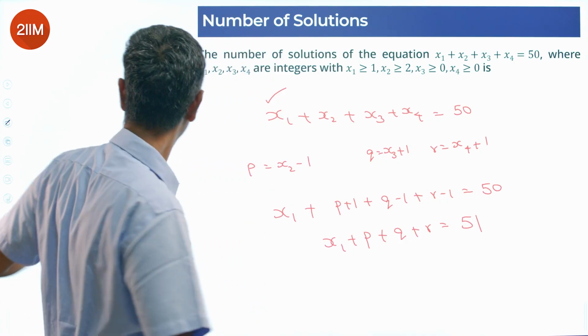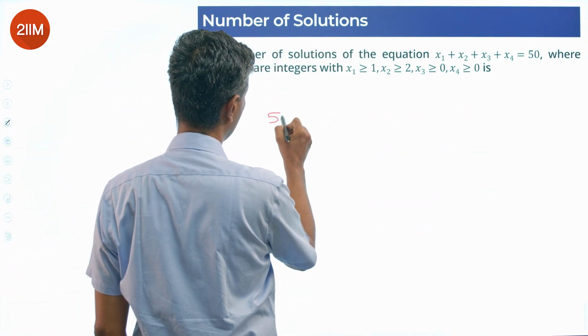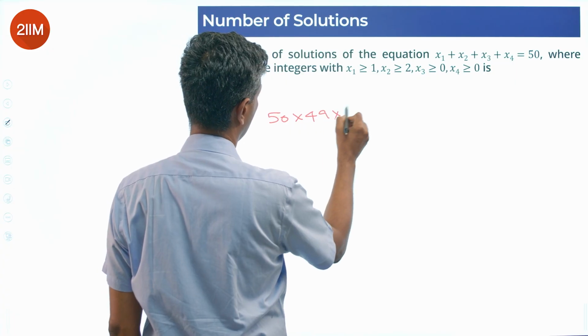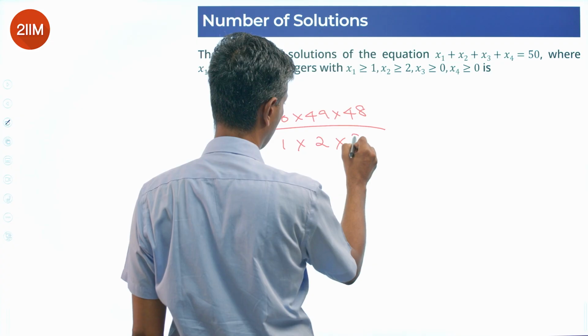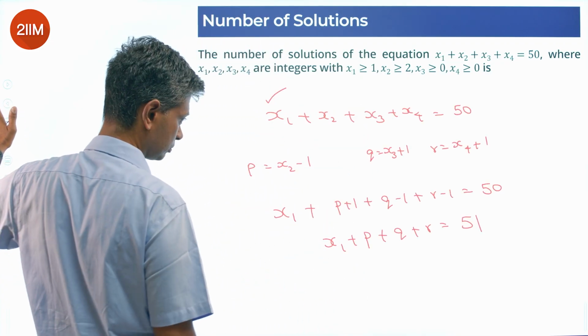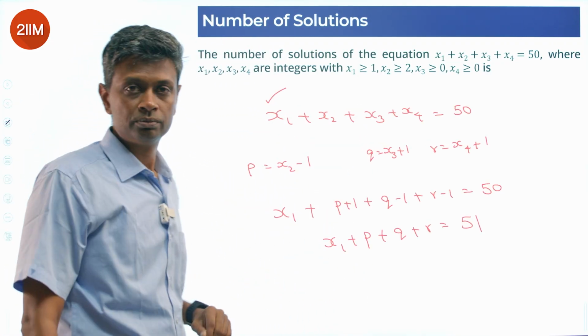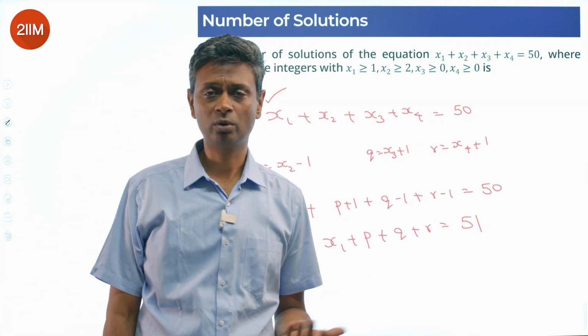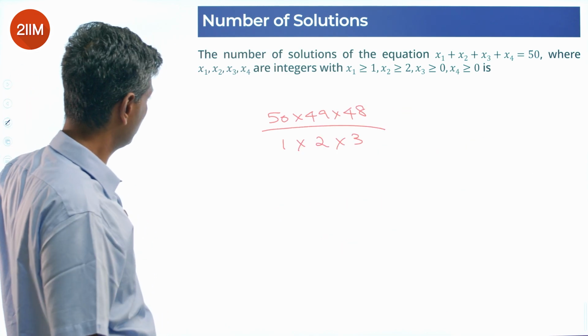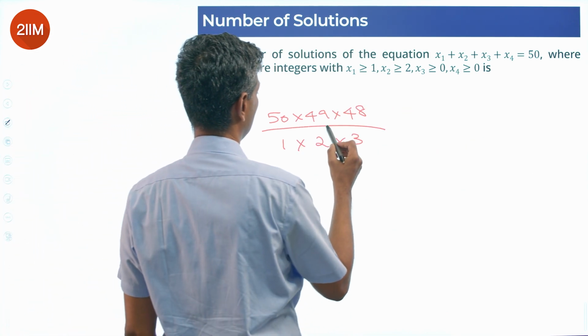50C3 done. We are looking for 50 into 49 into 48 by 1 into 2 into 3. For C3, that formula I should know how to derive it, figure it out, all of that. 50C3, 50 into 49 into 48 by 1 into 2 into 3.